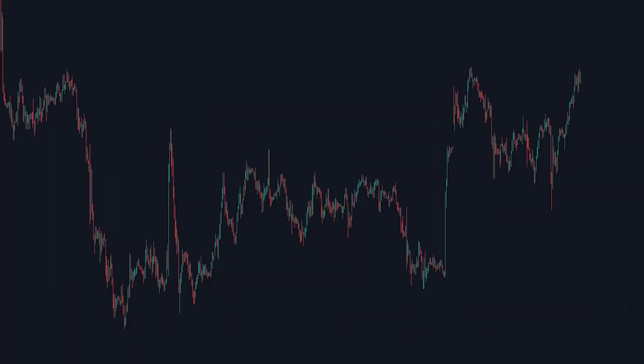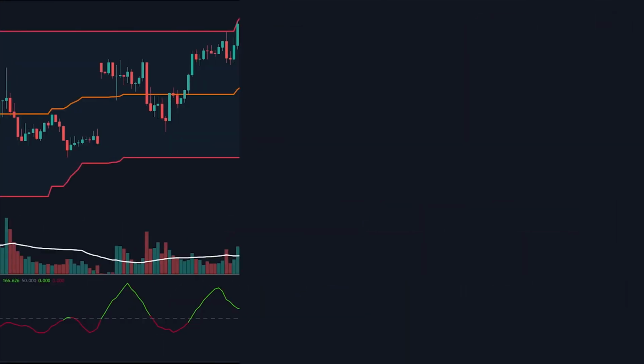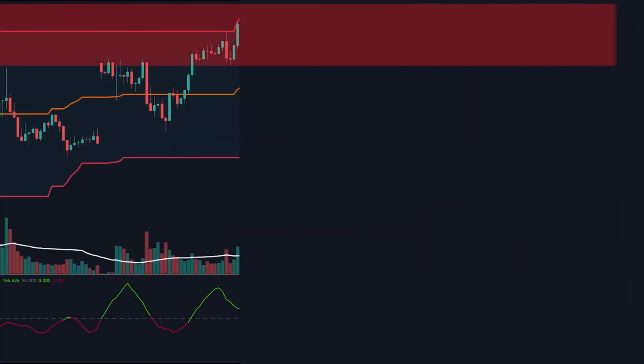If we take a closer look and zoom out, you can see again all of our criteria was met, but it was met right at a clear, strong resistance level. So yeah, we got all of our signals, but since this was such a strong level, price bounced here.